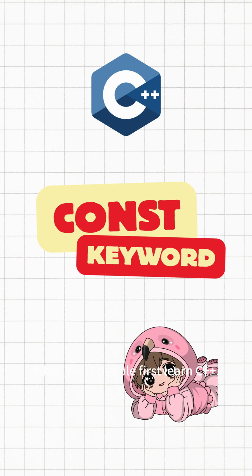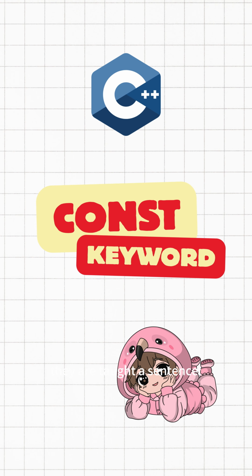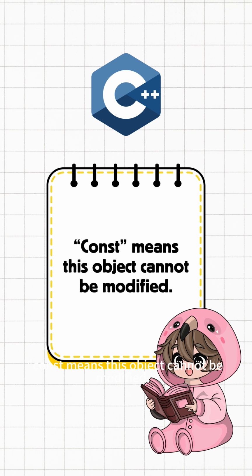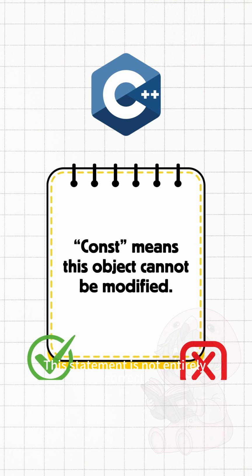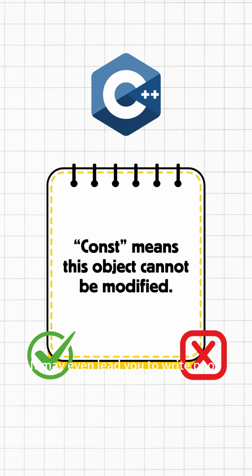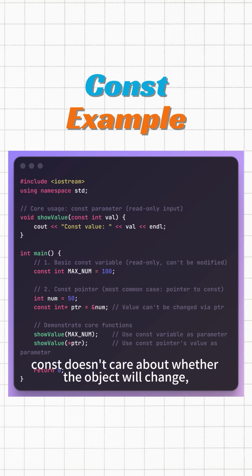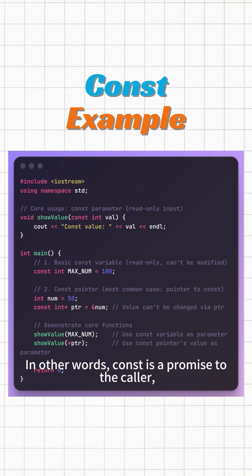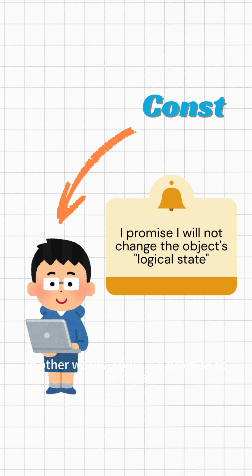When most people first learn C++, they are taught a sentence. Const means this object cannot be modified. This statement is not entirely correct. It may even lead you to write poor interfaces. In C++, const doesn't care about whether the object will change, but about what you are allowed to do. In other words, const is a promise to the caller, not a physical restriction on the object's internal state.